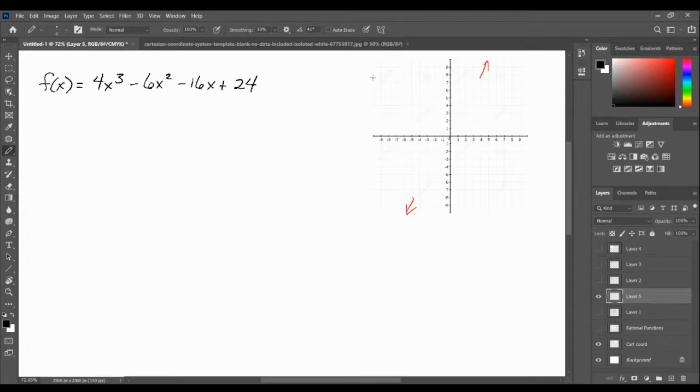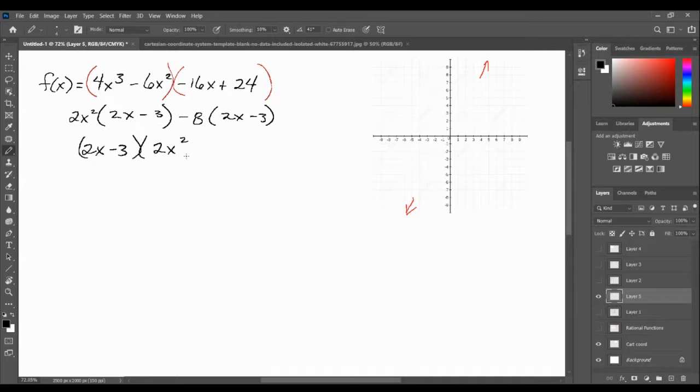may be able to do a little factor by grouping. So if I group here and there, I'm going to try it just to see if it works. Factor maybe a 2x squared out, gives me 2x minus 3, and factor looks like a negative 8 out. I get 2x minus 3, so it looks like this is working. So I'll factor 2x minus 3 out of those, and I'm left with 2x squared minus 8.